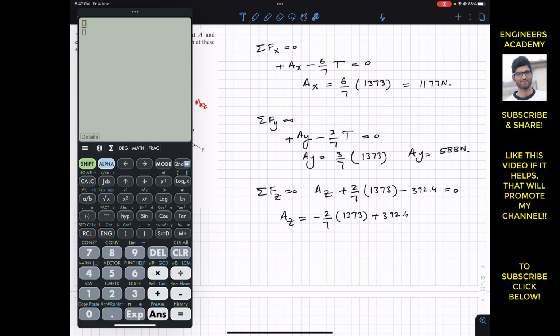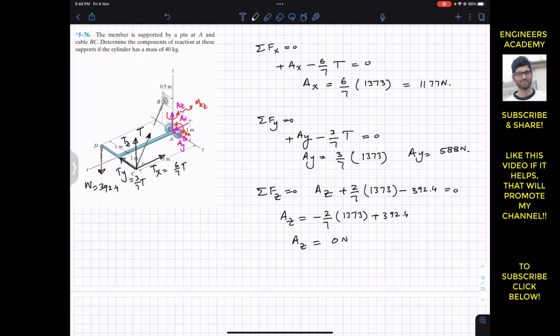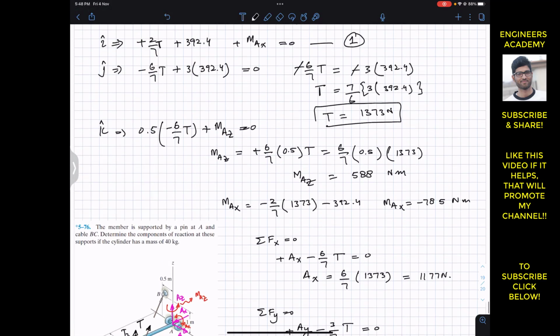So this is minus 2 multiplied by 1373 divided by 7 plus 392.4. This gives us 0.11. So approximately this is equal to 0. So we can say that az is very small, and this is equal to approximately 0 newtons. So this is the solution of this particular problem.